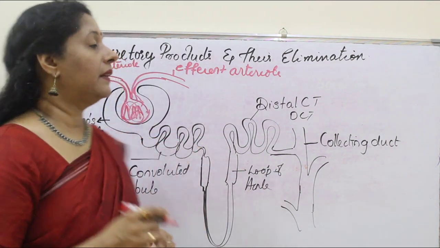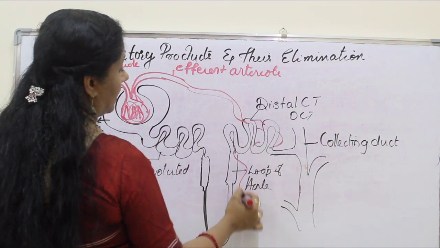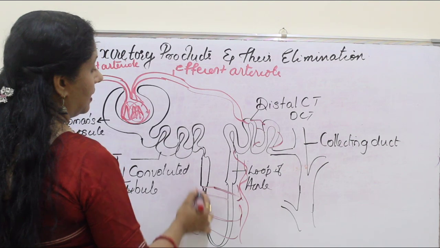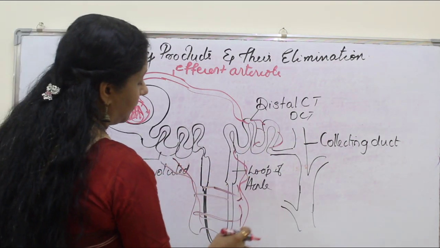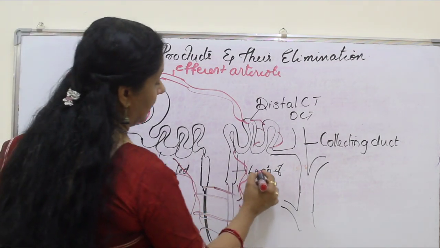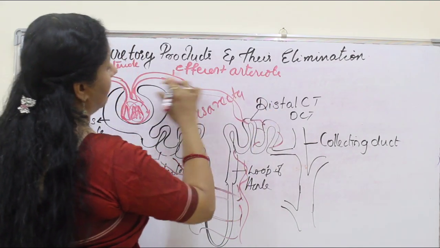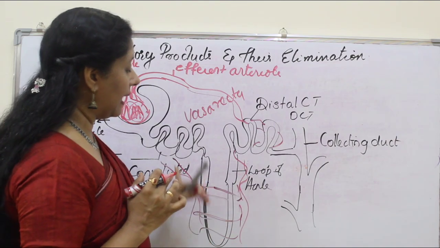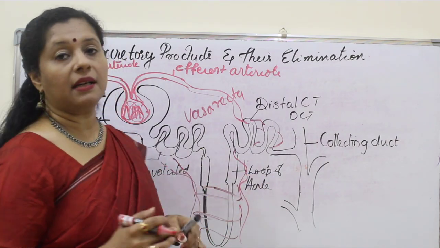Efferent arteriole then forms a network of blood vessels around this. This is forming the peritubular capillaries, and a minute branch of this peritubular capillary which is going parallel to the loop of Henle is called the vasa recta. So all these blood vessels form the peritubular capillaries, and finally the one parallel to the loop of Henle is the vasa recta. Then finally it will come out as a vein.